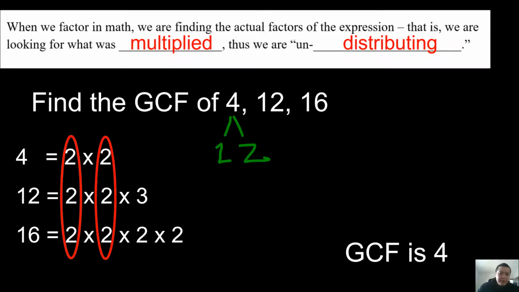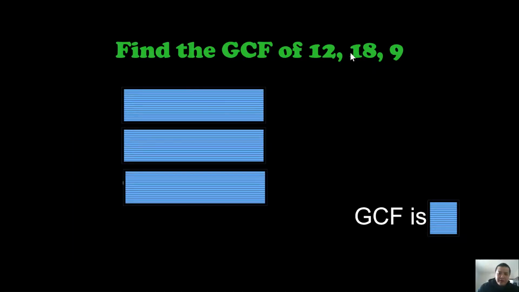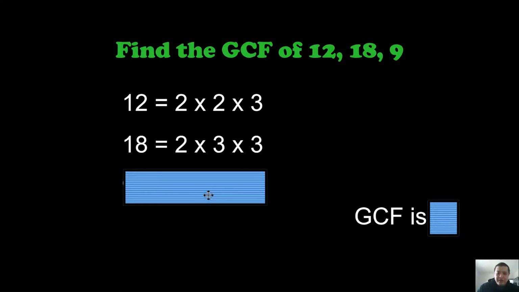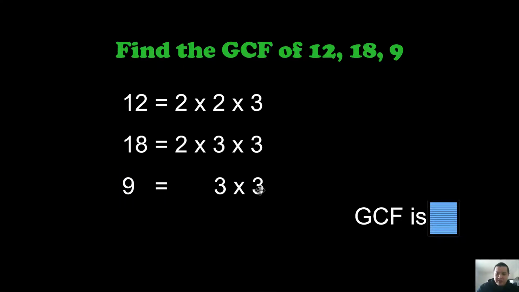If we move on to the next question, it says find the greatest common factor of 12, 18, and 9. Again, we're going to find the prime factorization of 12, 18, and 9. And when we do that, we find that the 12 is 2 times 2 times 3. Remember that all of these numbers have to be prime numbers. So 4, 6, those are not prime numbers, so that's why we split them up even further. 18 has a prime factorization of 2 times 3 times 3, and 9 has a prime factorization of 3 times 3.